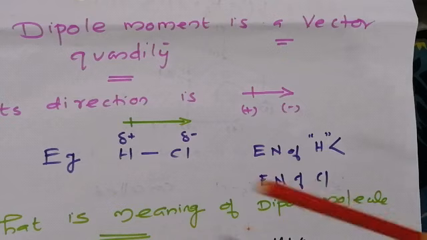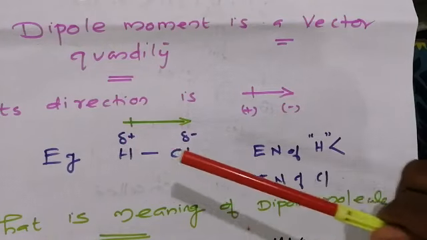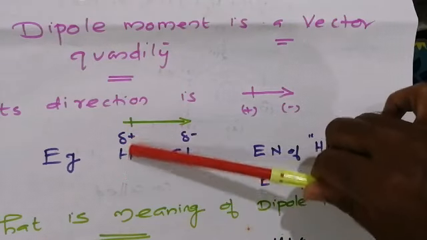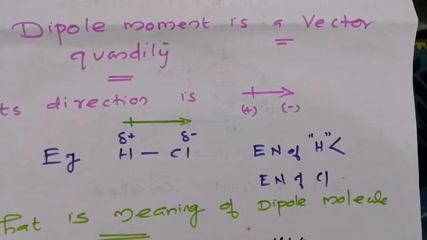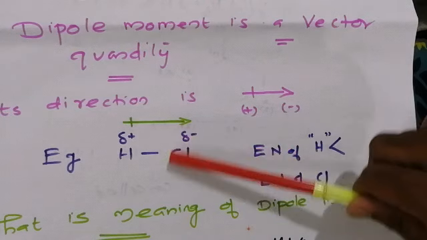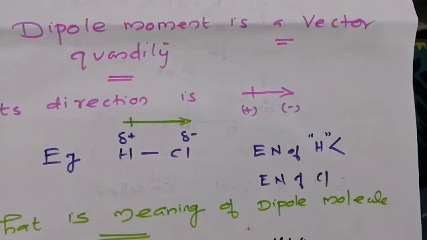The cross mark, the positive cross, goes on the atom which has lower electronegativity. The arrow points to the atom which has higher electronegativity.